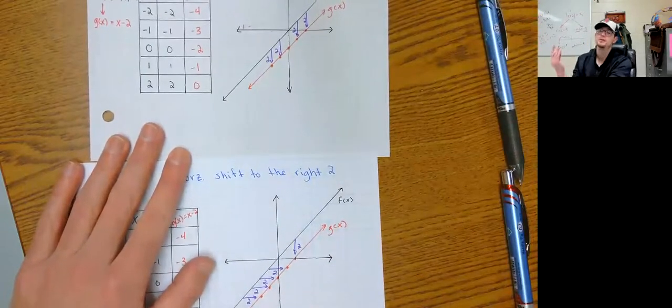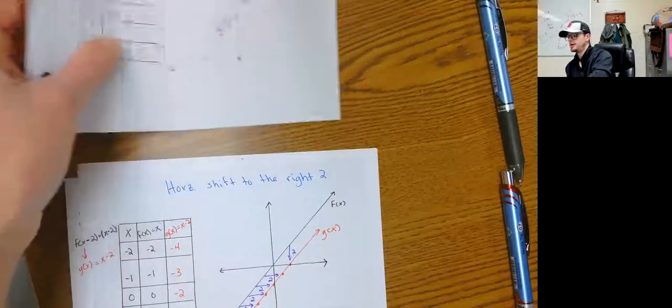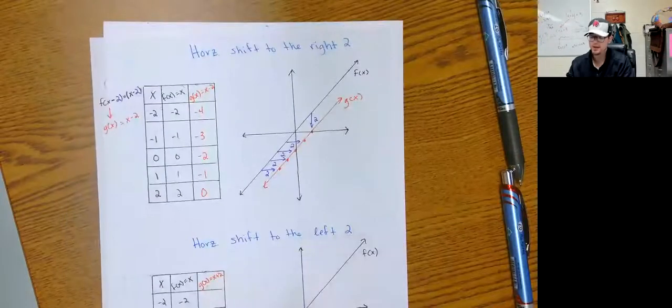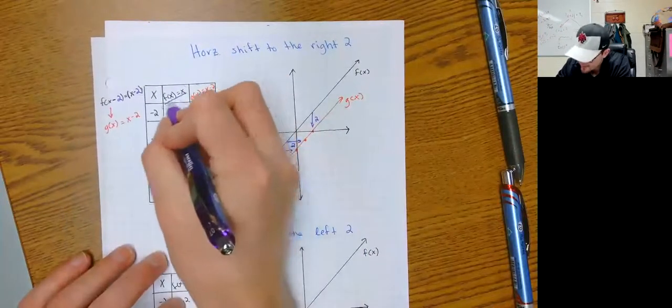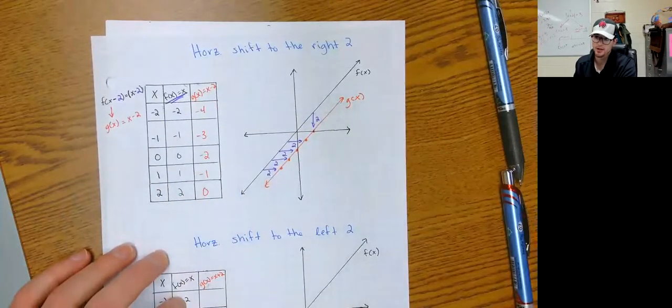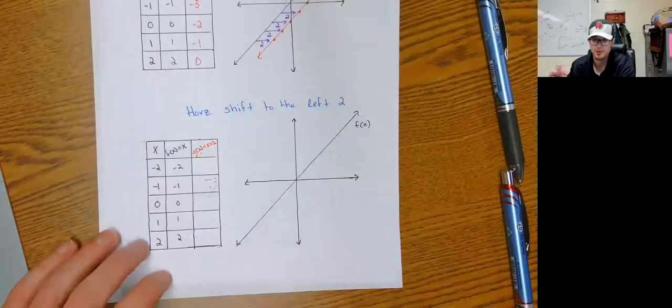Again, if you are watching this video, please watch part 2. Really important. This only happens when we are doing the parent function of a linear function. Something different happens every other time. So watch part 2. Moving on.